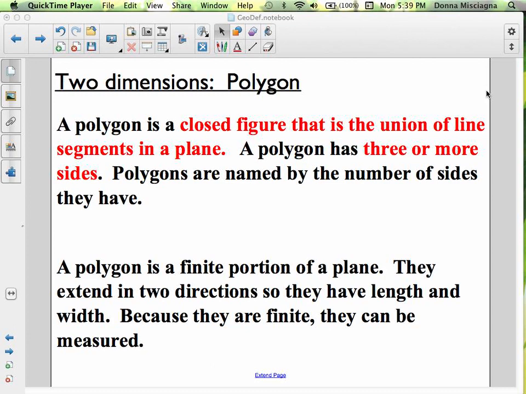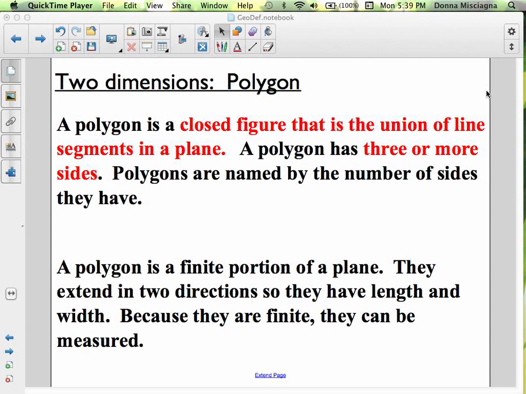A polygon is a closed figure that is the union of line segments in a plane, and polygons have 3 or more sides. Polygons are named by the number of sides they have, and we're going to look at some polygons. Now, you don't have to write down every polygon. We'll talk about certain ones, and they'll stick in your head. Right? But for right now, I'd like you to know what a polygon is, and then we're going to look at some things about some polygons.